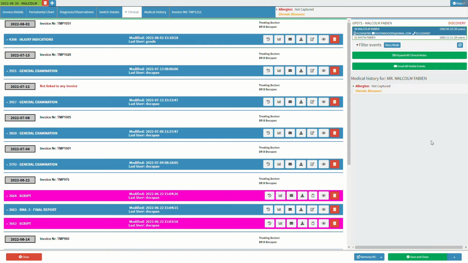Users are then able to visually identify specific events on the clinical history screen by looking at the colors of each panel. For this example, the color pink was used to identify scripts that have been loaded onto the patient's clinical history.